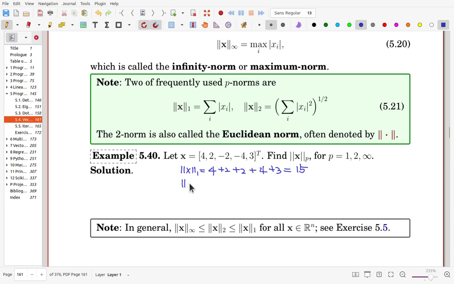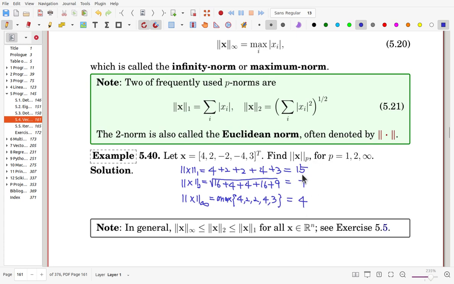Now how about the two norm? It is the half power, so it's the square root of the squares: 16 plus 4 plus 4, now 16 plus 9, so it's 20, 40, 49, and the square root of 49 is 7. Now the infinity norm, the maximum norm. We are choosing the maximum value out of the absolute values of the entries 4, 2, 2, 4, and 3. So the maximum is 4.